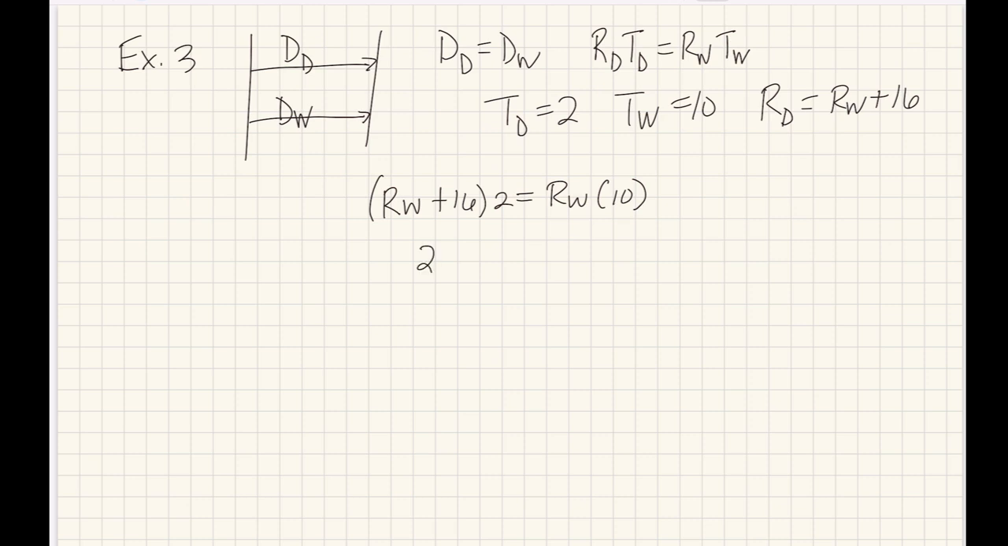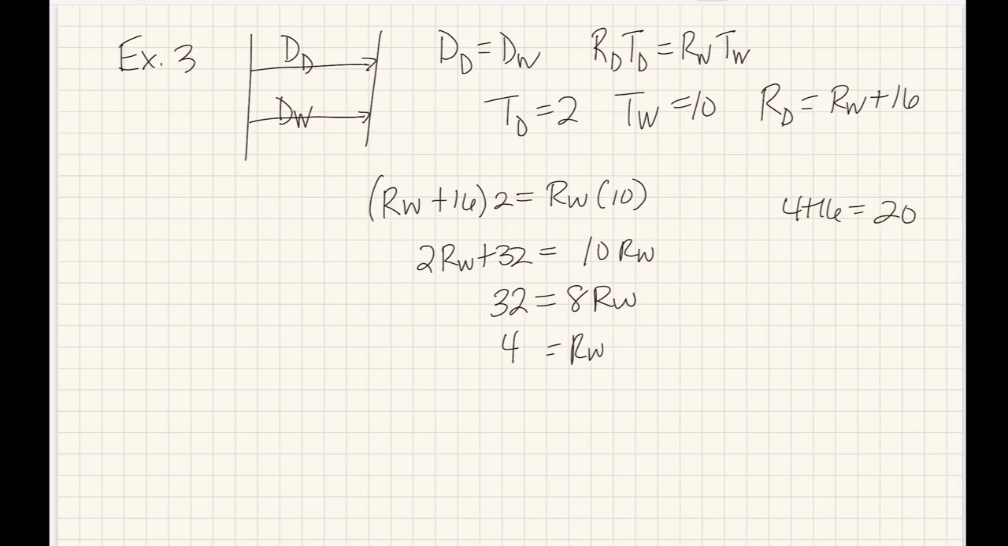We're going to distribute: 2rw plus 32 equals 10rw. We are going to move this 2rw to the other side, so we're going to subtract. Then we get 32 is equal to 8rw, divide by 8, and we get that rw is equal to 4. So if rw is equal to 4, then 4 plus 16 is 20. So our rd is equal to 20.